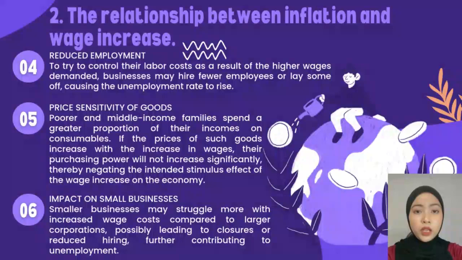Number 4. Reduce employment. To try to control their labor costs as a result of the higher wage demanded, businesses may hire fewer employees or lay some off, causing the unemployment rate to rise. Number 5. Price sensitivity of goods. Poorer and middle income families spend a greater proportion of their income on consumables. If the prices of such goods increase with the increase in wage, their purchasing power will not increase significantly, thereby negating the intended stimulus effect of the wage increase on the economy.